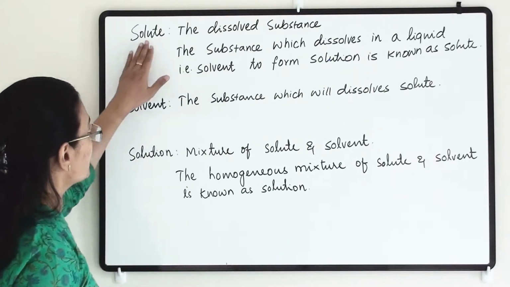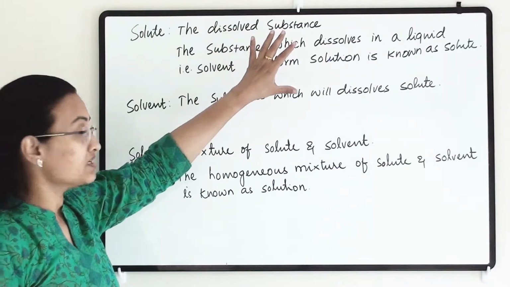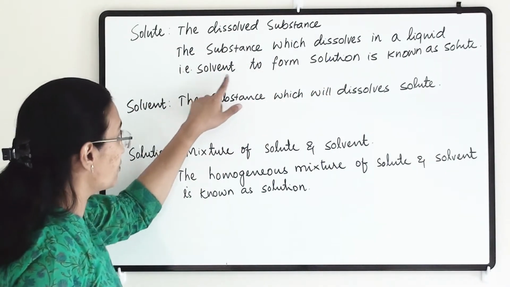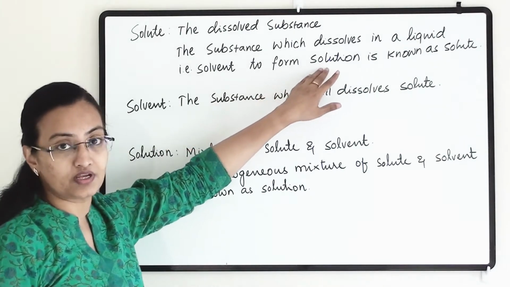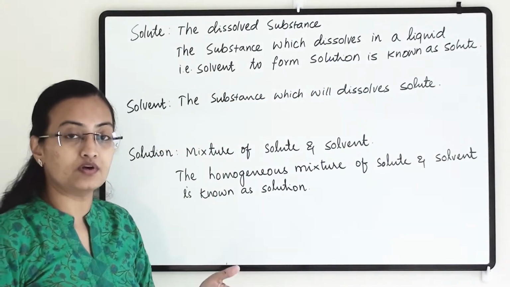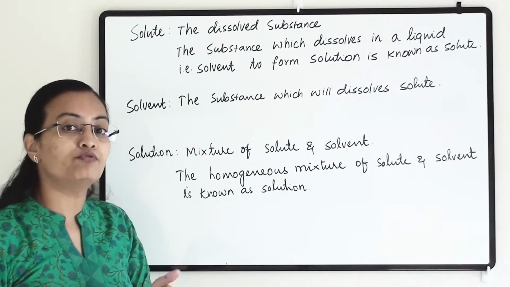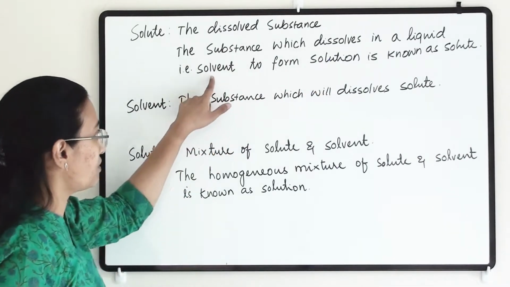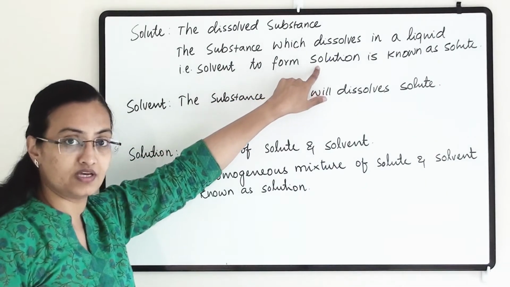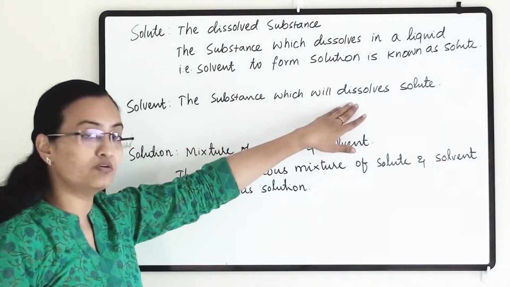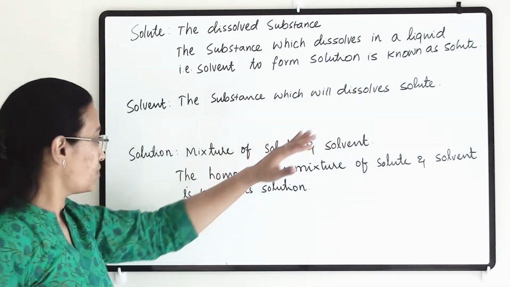What is a solute? The dissolved substance is the solute. The substance which dissolves in a liquid, that is the solvent, to form a solution is known as solute. For example, salt. It will dissolve in a solvent called water and it will form a solution. What is a solvent? The substance which will dissolve the solute is the solvent.